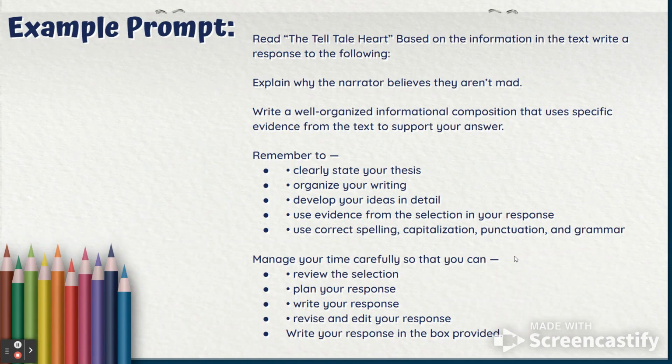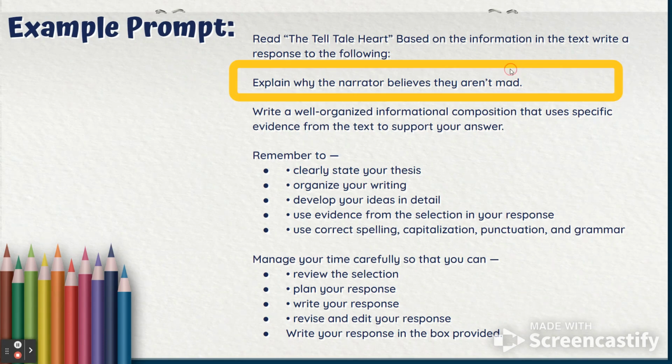This is what a prompt looks like for an extended constructed response. Yes, it is very long, and most of this information you can ignore. So it'll start by telling you what you're reading. So read The Telltale Heart. Based on the information in the text, write a response to the following. Then it actually gives you the prompt. Explain why the narrator believes they aren't mad. That's what you have to do.